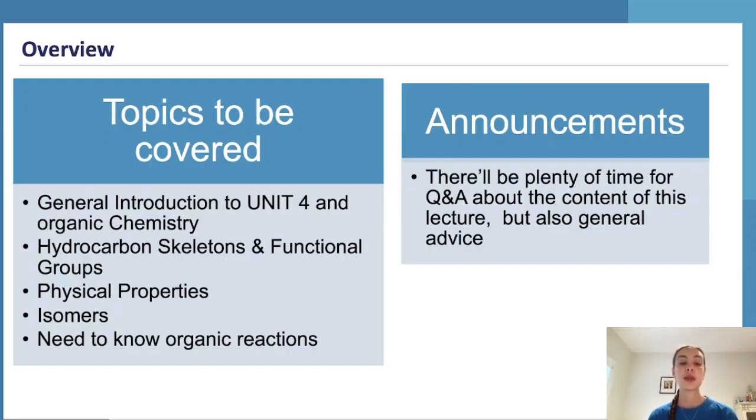Then we're also going to be looking at some isomers, so having two different types of isomers and how this is going to affect their physical properties and their chemical properties. And then we'll finish up with looking at the important need-to-know organic reactions, which obviously relate back to physical properties, isomers, and functional groups, and so the reactions which will occur will depend on all of those. There'll also be plenty of time for Q&A about the content of the lecture, and then also just any general advice. So if you have any questions, just feel free to ask.